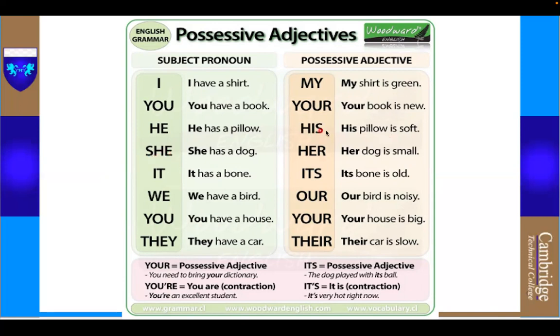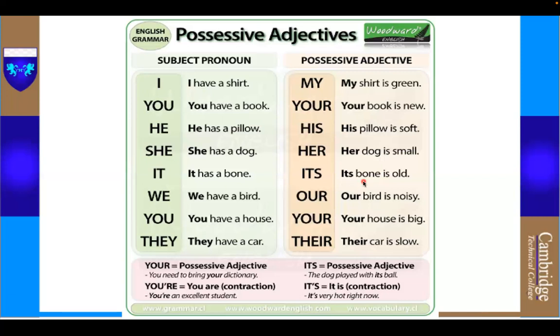Very good. What's the meaning of pillow? When you want to sleep, you use a pillow. What is a pillow? Yes, you put it under your head and you sleep. Thank you. Very good. She has a dog. Her dog is small. Very good. Next one. It has a bone.